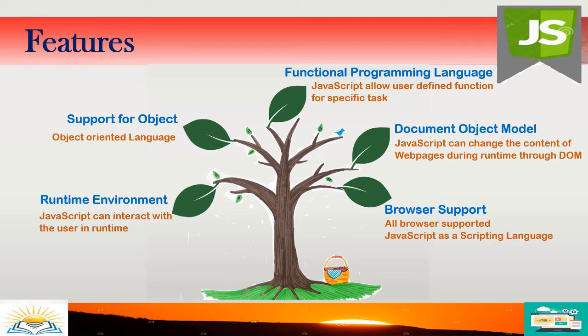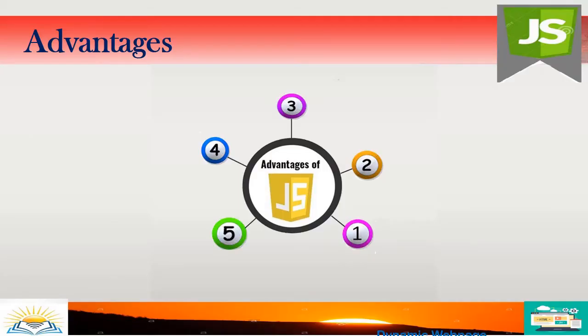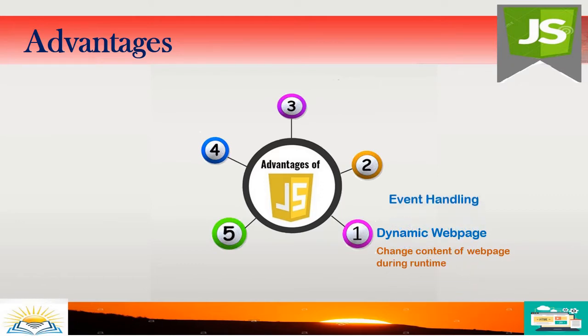Next, move on to the advantages of JavaScript. The first advantage is dynamic web page. Normally web pages are static in nature. But we can change the content of a web page during runtime through JavaScript. For example, suppose a web page takes your date of birth and prints your age in the same web page. This is called dynamic web page. It changes its content at runtime.